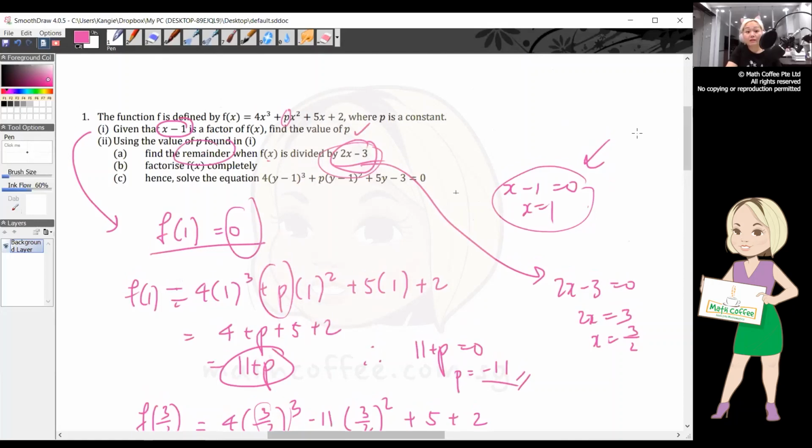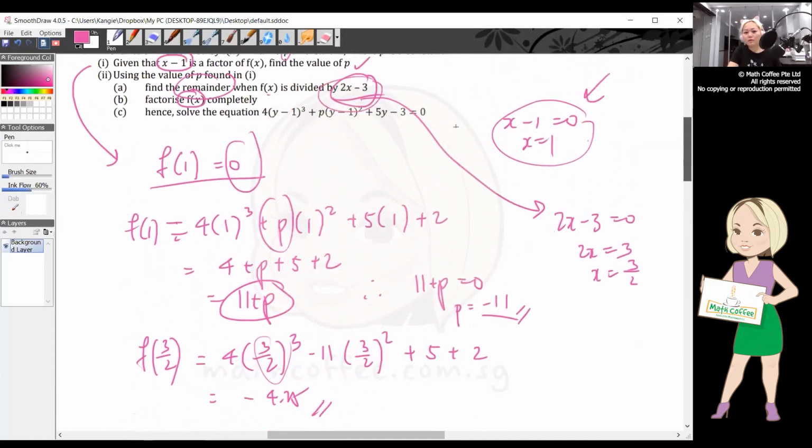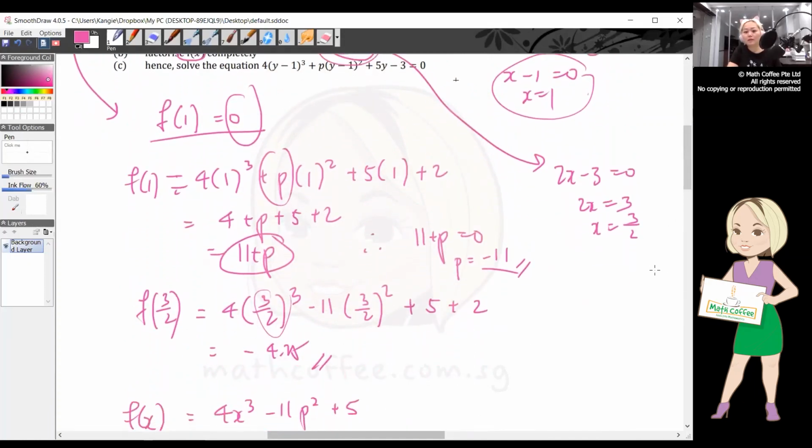Next, they ask you to factorize f(x) completely. So for f(x), I can write out the full f(x) first. It will be 4x cubed minus 11p squared plus 5. What just now? Oh my God, I made a mistake.